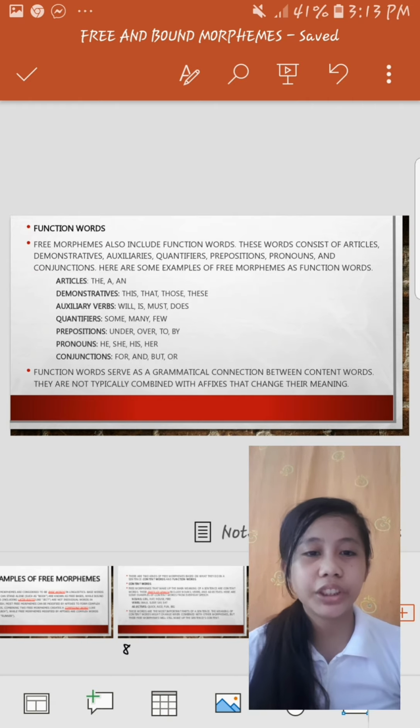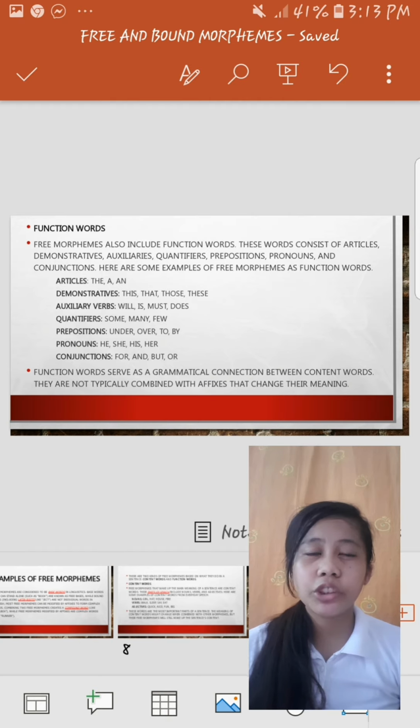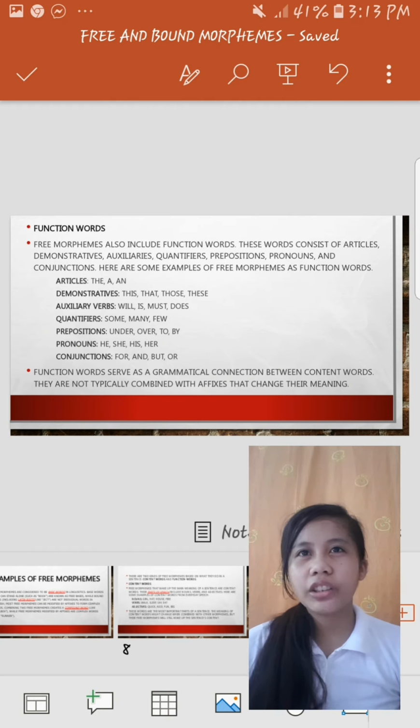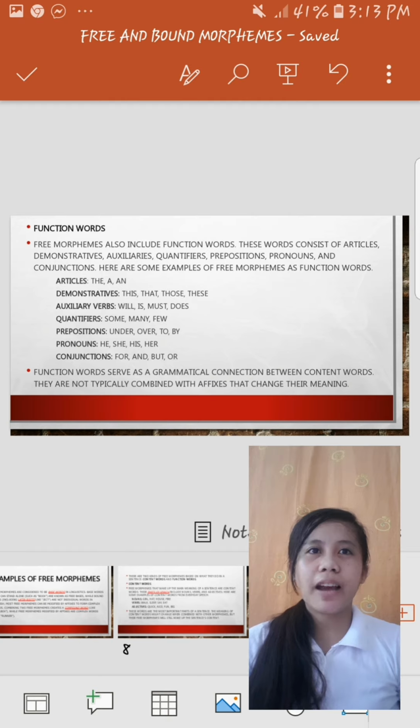So next we'll proceed to function words. Free morphemes also include function words. These words consist of articles, demonstratives, auxiliaries, quantifiers, prepositions, pronouns, and conjunctions. So here are some examples of free morphemes as function words.